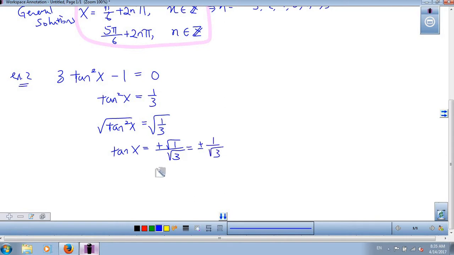So now we have to look at our unit circle to see when tangent x equals plus or minus 1 over square root of 3. Let's take a look at the unit circle here. What does this mean? When tangent is equal to plus or minus 1 over square root of 3, it really tells us that sine has to do with the 1 here on the top, and cosine has to do with the square root of 3 on the bottom here, right? So let's go ahead and look at the unit circle and see what we can see here.